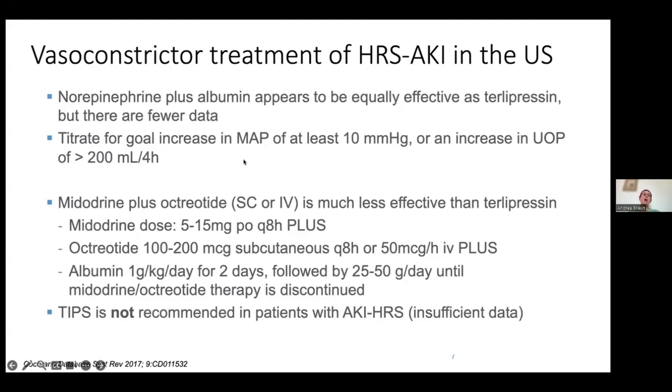And what's our goal MAP? You would increase it from baseline by at least 10, or titrate the norepinephrine so that the urine output increases by at least 200 milliliters every 4 hours. Using midodrine plus octreotide is much less effective than using terlipressin or norepinephrine. And then you give albumin. TIPS is not recommended.